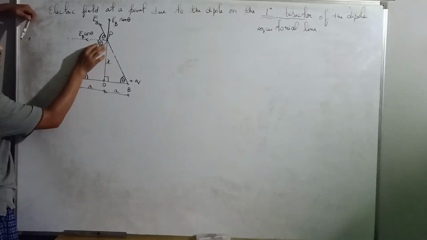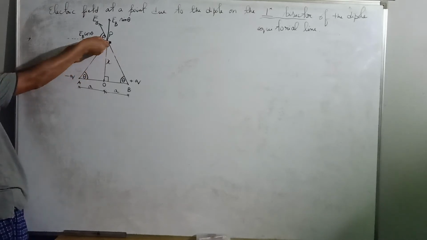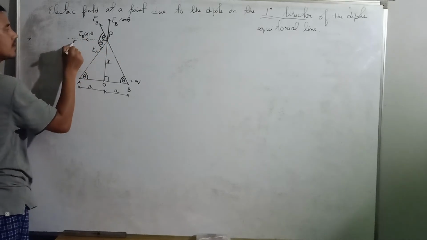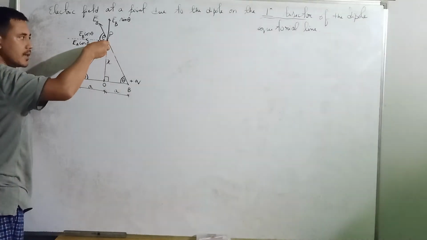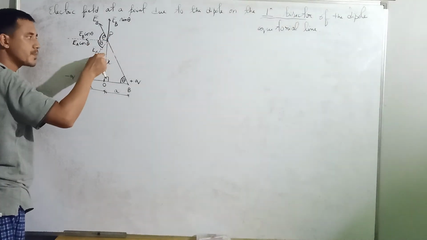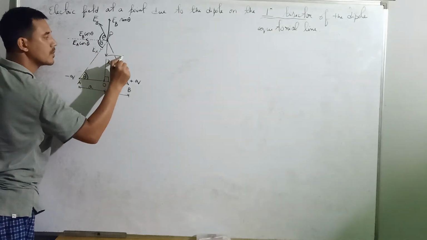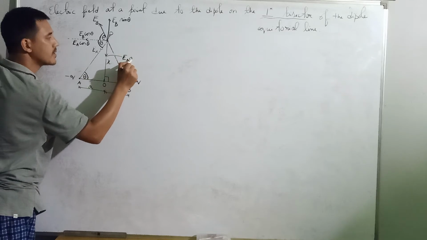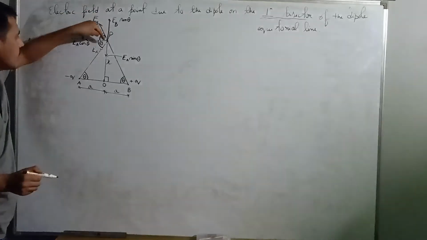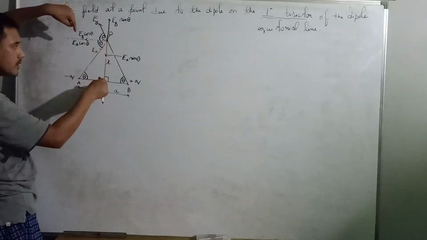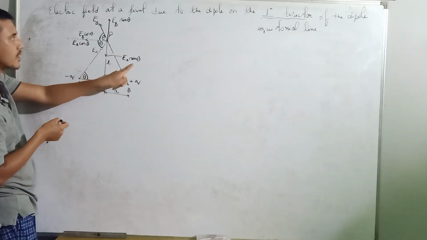EA is making an angle theta with this line. So the component of EA along this line will be EA cos theta. And the component of EA perpendicular to EA cos theta will be EA sine theta. Now EB sine theta and EA sine theta act along the same line but in opposite directions, so they will cancel out each other.